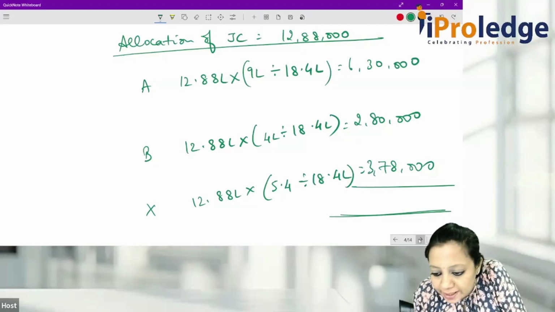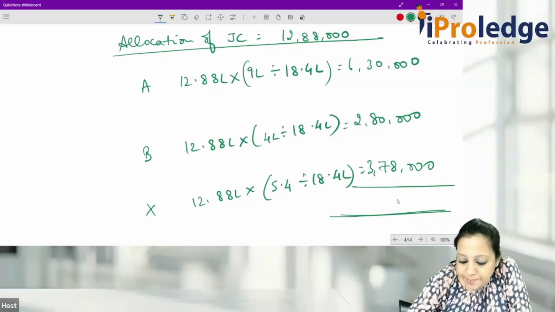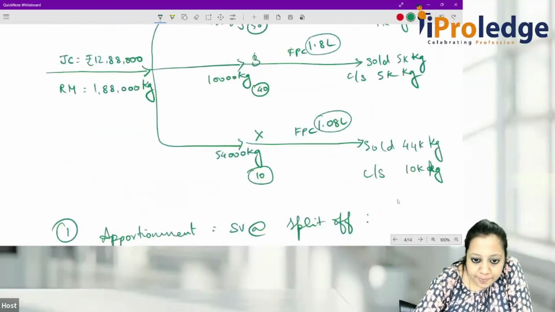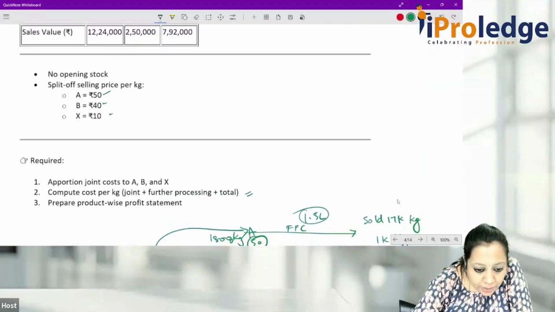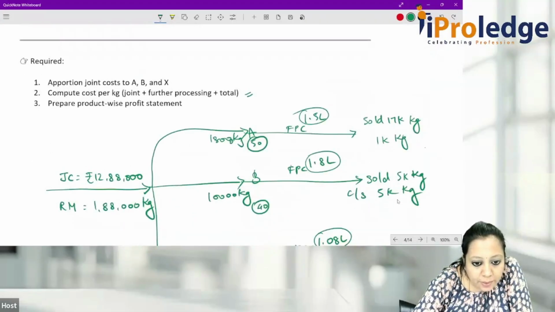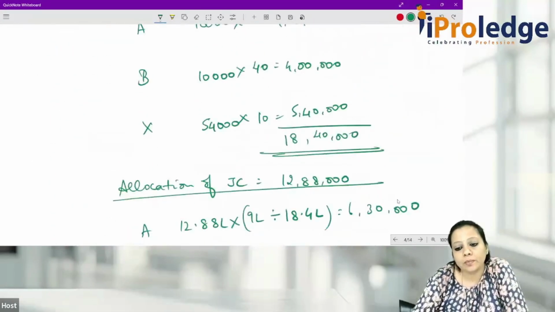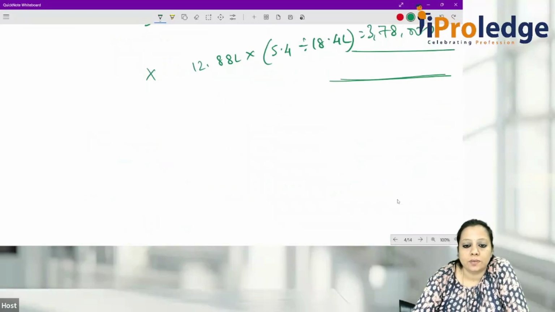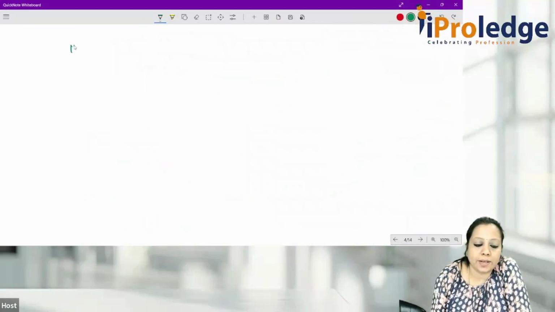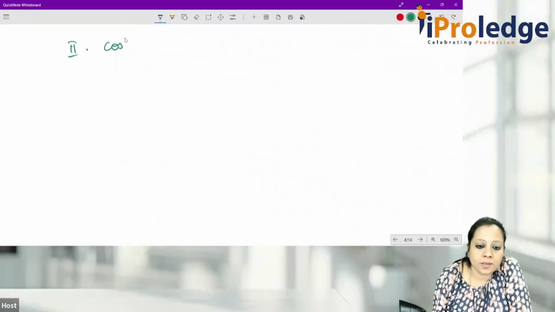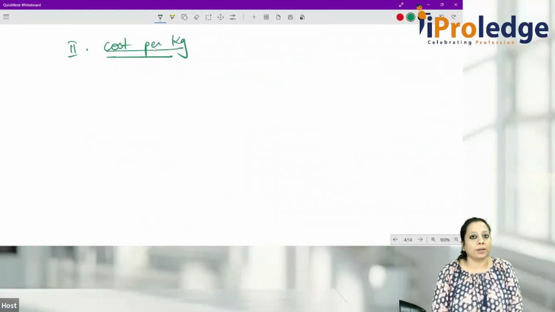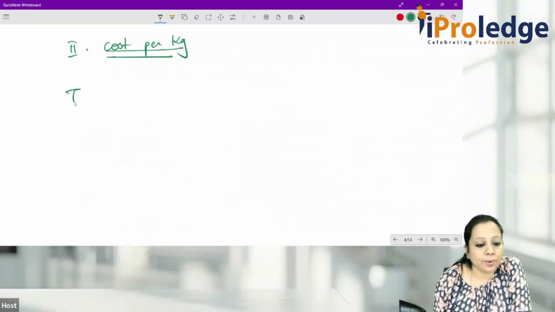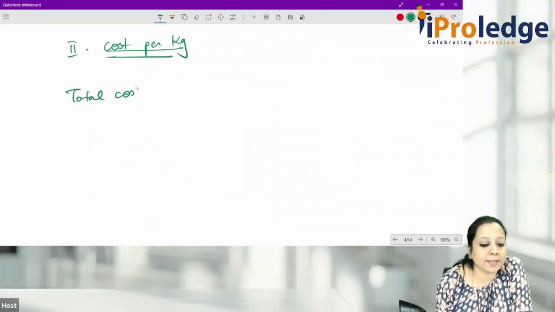What is the second thing that they have asked for in the question? Compute the cost per kg. So next one, cost per kg we need to find out. For the total cost we need to take, total cost always comprises joint cost plus further processing cost.